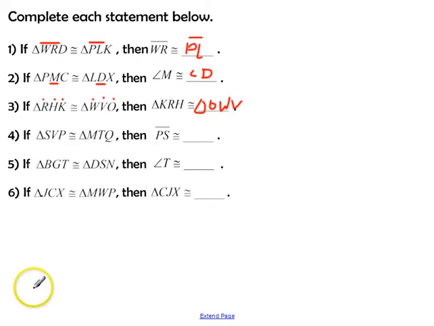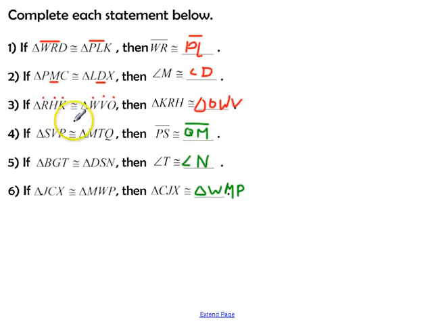So I want you to go ahead and pause, try 4, 5, and 6, and check back with me when you're finished. So for number 4, you should have gotten segment QM because PS is the last and the first, so QM is last and first. For number 5, angle T is the third one, so you have to correspond that with angle N, the third one. And then when you're rearranging the triangle congruent statement, CJX, so you went middle, first, last, so follow that same order, middle, first, last. And you should get triangle WMP.